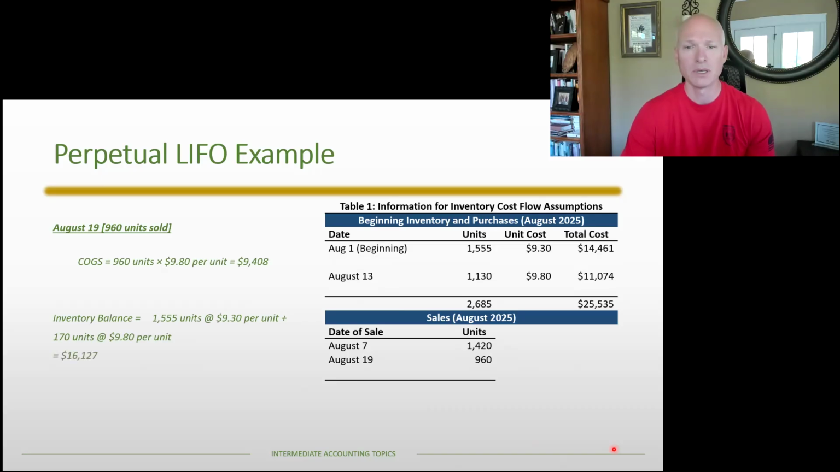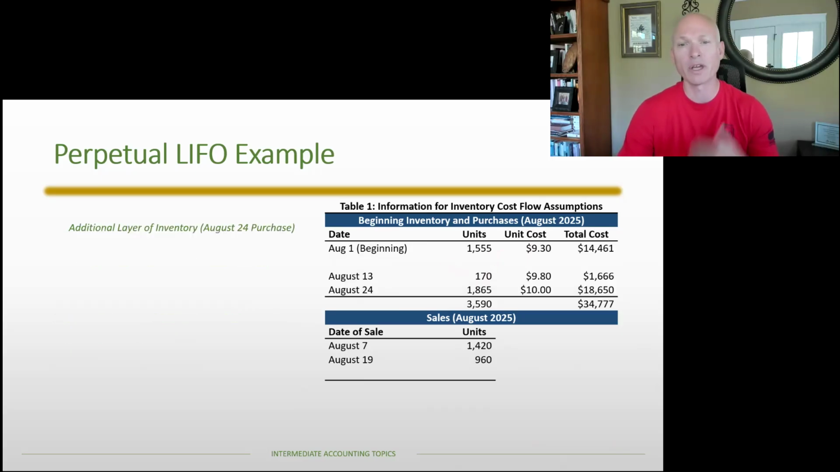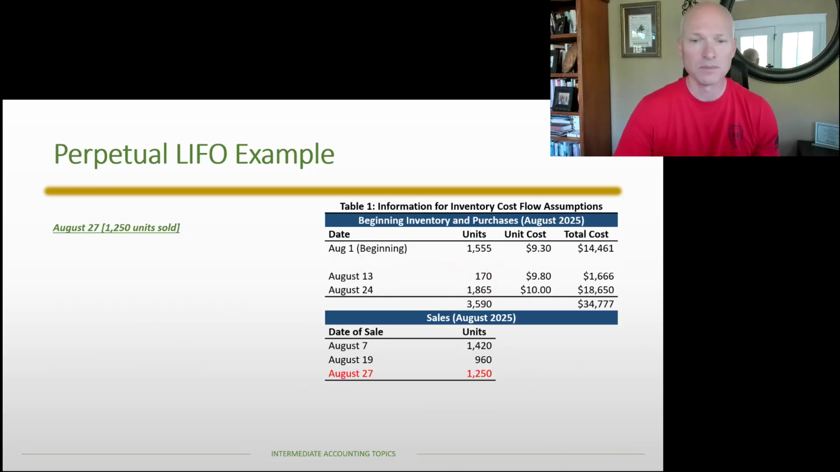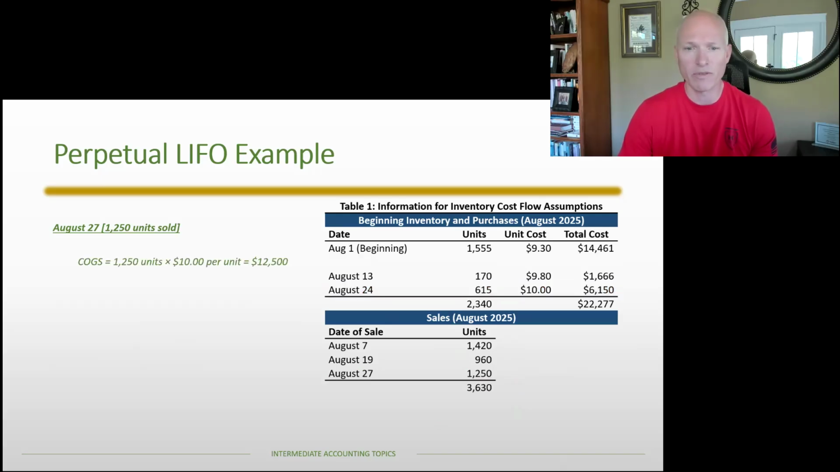Next transaction, again, we update everything. The August 13th layer has only 170 left. But we move forward and we have another layer being added from the August 24th purchase. And now we're going to have the sale on August 27th. Again, we're selling 1,250 units, and of course we know that we're moving from the last in, which will be the first ones out. So we're going to pull all of those items from the August 24th layer. There's no need to touch either of the other two. We record that, it's 12,500.